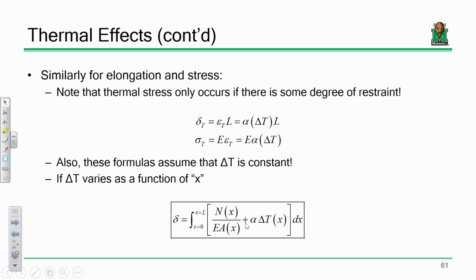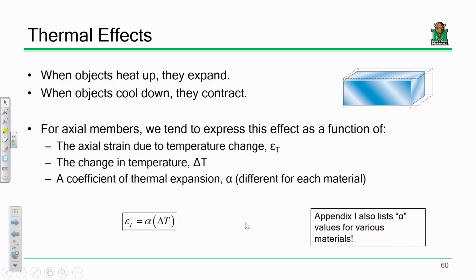Although this bullet right here, honestly, I should probably have it red and bolded because it's really, really important. It says here that note that thermal stress only occurs if there is some degree of restraint, okay? And that's really, really important, okay? Let me go back to this image up here on the top right.